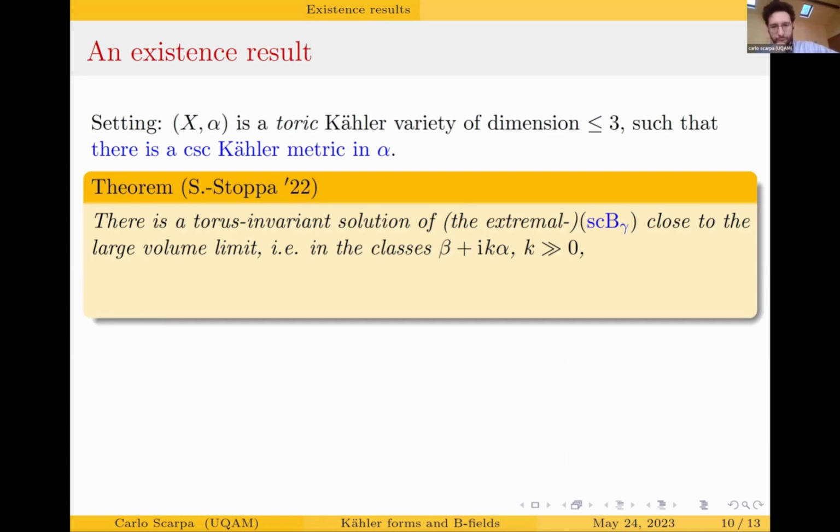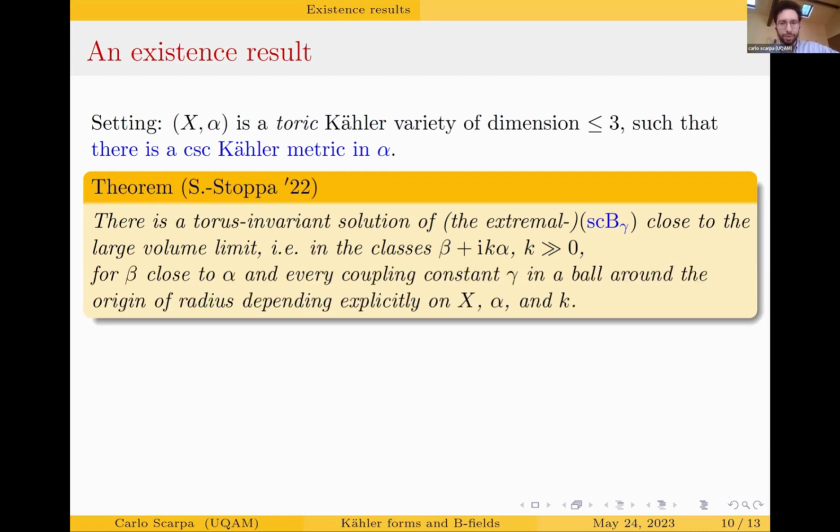So there is a solution of the equation. Well, to be more precise, I should say there is a solution of the extremal version of the equation. And this existence will hold for any choice of a large volume class. Classes, oh, sorry, this is a typo. I've written beta plus i times k alpha, but it should be k alpha plus i times beta. Sorry for that. But anyway, for each choice of k very large, there will be a solution of the equation, at least if you assume a few other things.